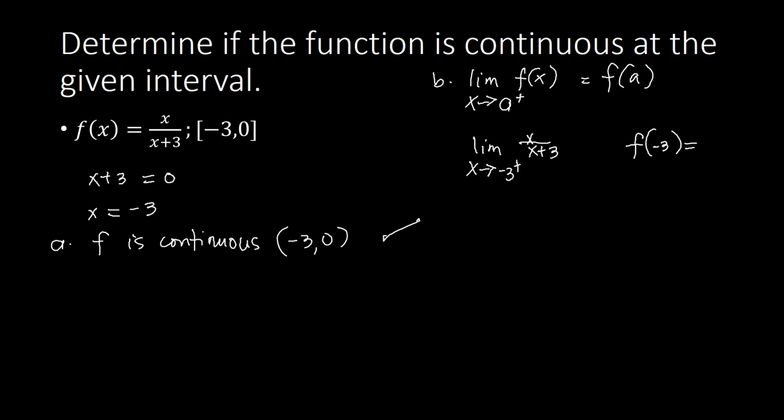is existing. So we have f of negative 3 equal to x over x plus 3. Then we try to replace x with negative 3. And then we simplify this as negative 3 over 0. From this, this is already a DNE. It does not exist at all. Your point there where x is negative 3, it's not existing. So automatically, this is not continuous under this interval.